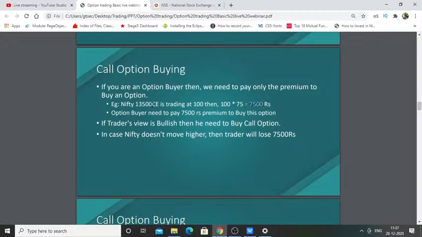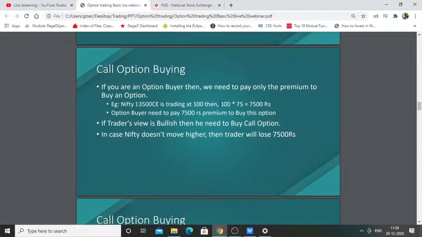Let's say you have entered the 13,500 call, assuming that the market is bullish, and if the market goes upside, you're going to earn some money. You have spent money, and right now the premium is 100 rupees. Tomorrow, let's say the market started falling and moves to 13,000. In this case, this 100 rupees 13,500 call option will become an OTM, which is an out of the money call option.